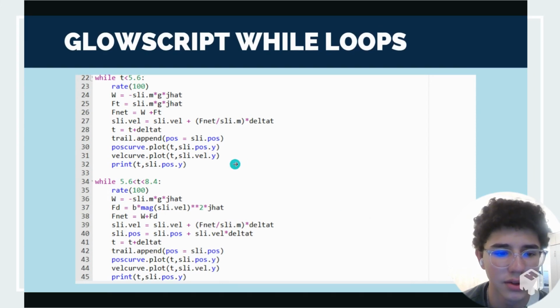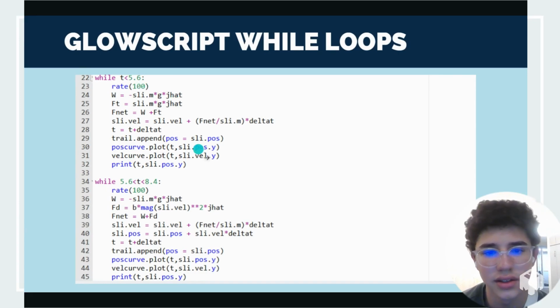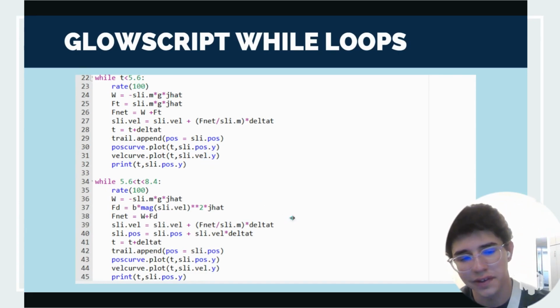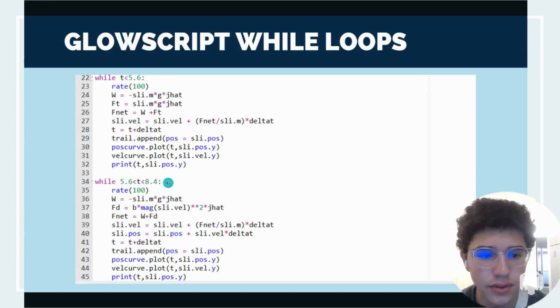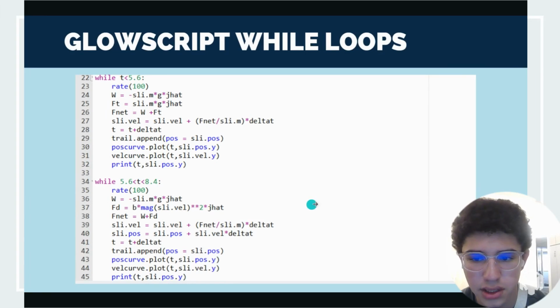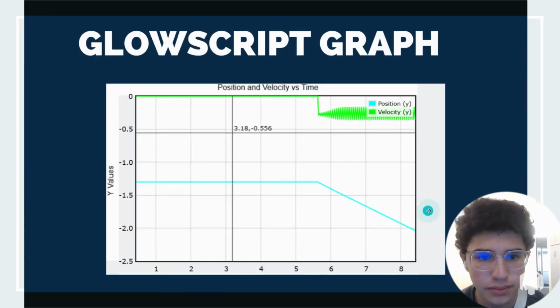So here are my while loops. Basically formulas so that it's going to cancel out force gravity and force tension, so that's what is going to make the graph be flat, and then after the top of the slinky meets it, it's just going to be the mass falling.